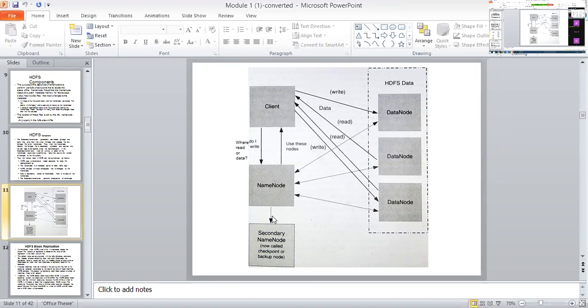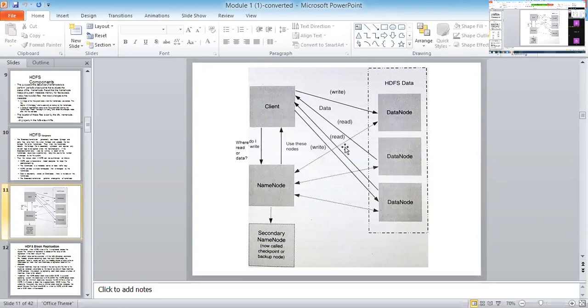Okay. So I told you now what is the purpose of a secondary node. The secondary node is going to act like a checkpoint, or we can even call it a backup node, where read and write operations take place. And this is the basic way in which information is circulated in terms of HDFS data with respect to the name node, secondary node, data node, and very important, the client.